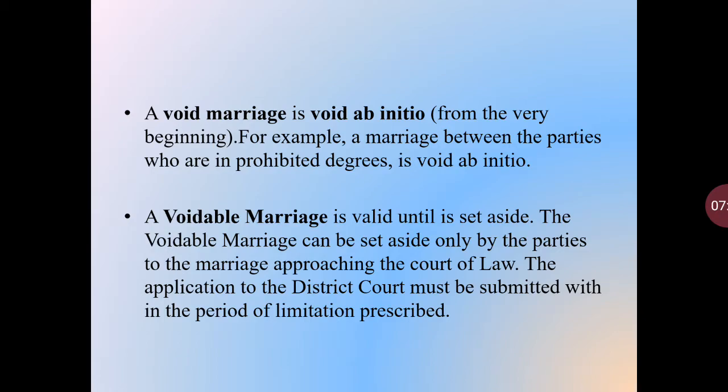A void marriage is void ab initio, from the very beginning. For example, a marriage between the parties who are in prohibited degree is void ab initio. A voidable marriage is valid until it is set aside. The voidable marriage can be set aside only by the parties to the marriage approaching the court of law. The application to the district court must be submitted within the period of limitation prescribed.